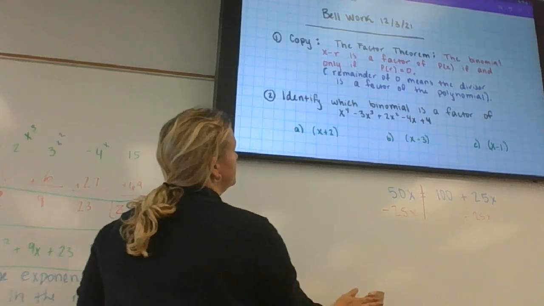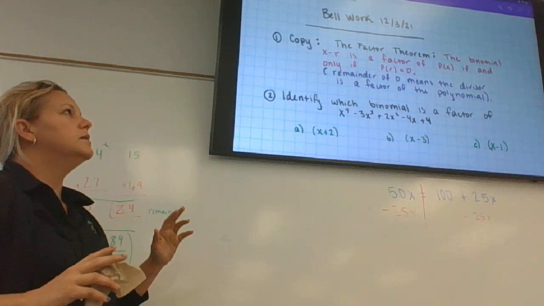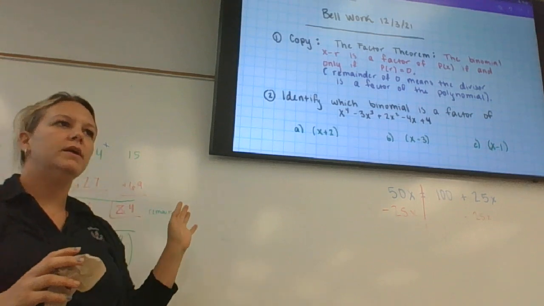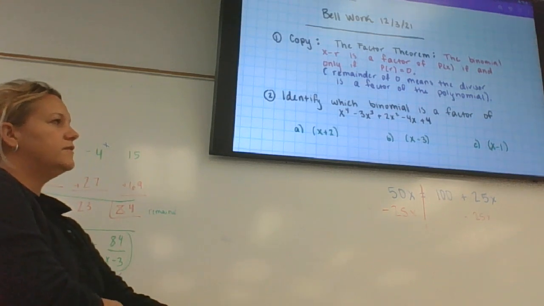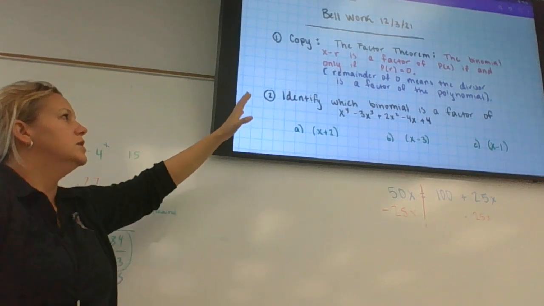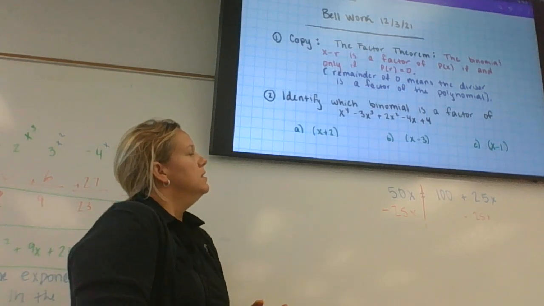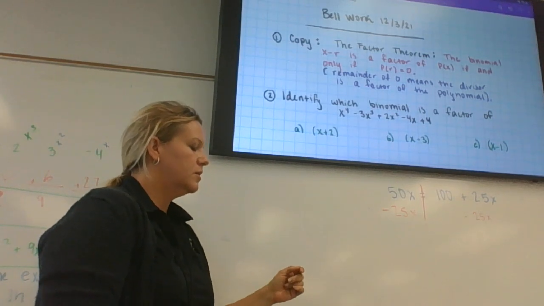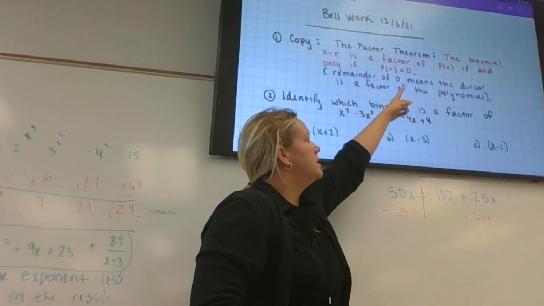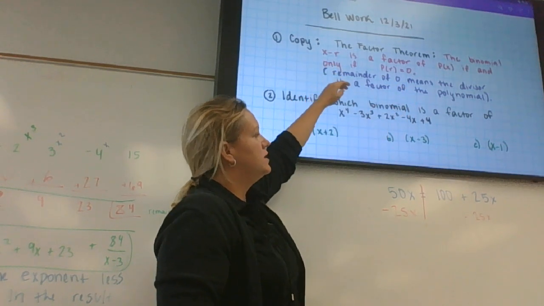So this factor theorem states if the binomial x minus r, meaning r could be anything, is a factor of p of x, p is just the name of a function here. So if a binomial is a factor of a function, the remainder will be 0. So the remainder of 0 means that divisor is a factor.